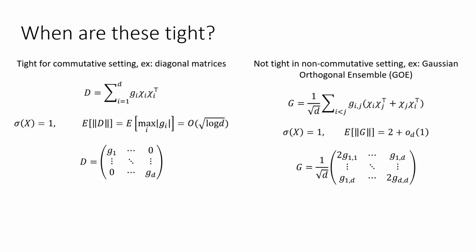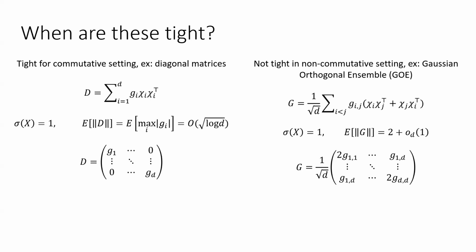On the other hand, consider the Gaussian orthogonal ensemble, or GOE matrix, which is a random symmetric Gaussian matrix with independent entries. This matrix is also normalized so that sigma of X is equal to 1, just like the diagonal matrix. But with this matrix, it turns out that the expectation of the norm is equal to 2 plus little o of 1. As dimension d goes to infinity, it basically approaches 2. This tells you that in this case, the root log d is not tight. So we don't want to lose this root log d in the second case.